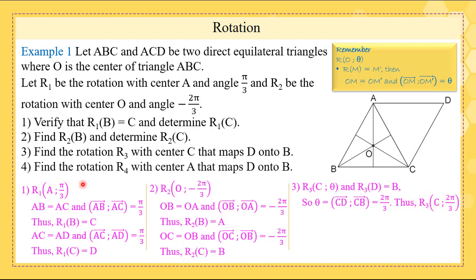Now part 4, find the rotation R4 with center A that maps D onto B. Since A is the center of R4, it's enough to find its angle. Let theta be its angle. Now, since R4 of D is equal to B, then theta must be equal to the angle between AD vector and AB vector, which is equal to minus 2 pi over 3, since it's in a negative sense.